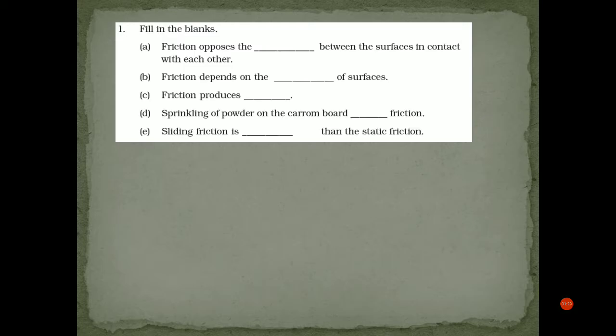Sliding friction is less than the static friction. Static friction is highest, as you know. Sliding friction is lower and rolling friction is lowest.